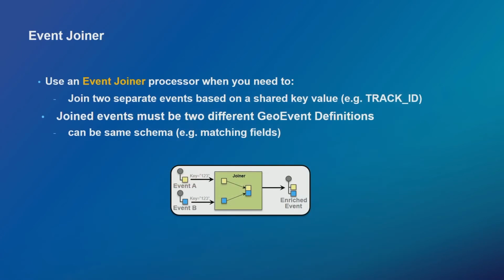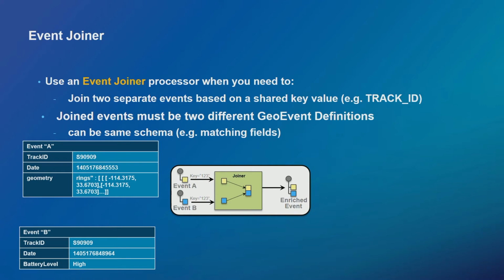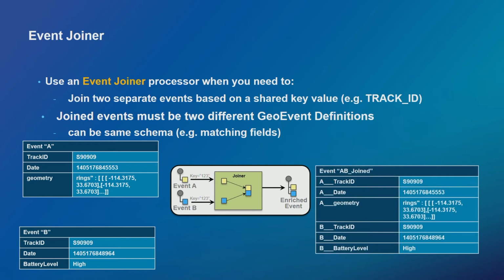An event joiner will cache events from two different GeoEvent definitions, and it's going to join them when it has one event from both definitions with a matching key value. The key value can be anything that you choose. This is useful for bringing together two separate events that may apply to the same thing. In our example, we're getting one stream of events with a location, another stream with a battery level. If two events apply to the same vehicle, they are joined and sent on their way. So here are our two events coming in, and the track ID is going to match for both of these. And so we end up with a matched joined event going out.